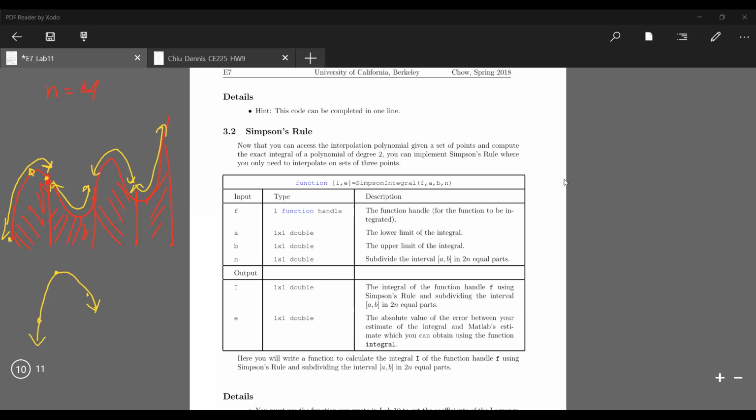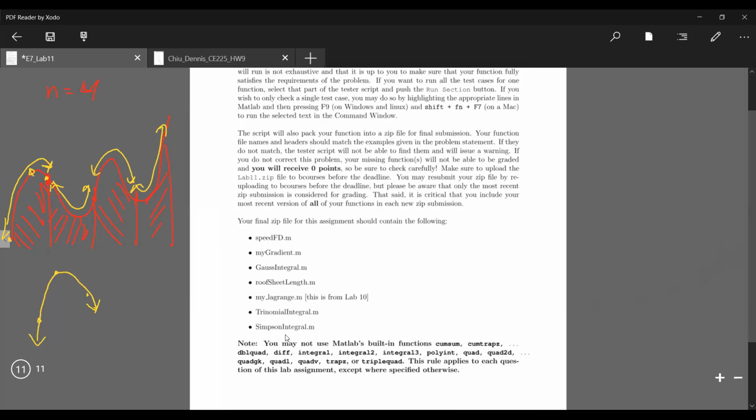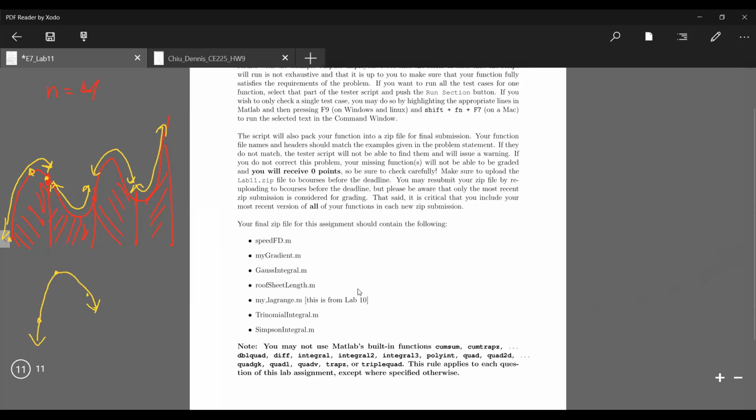Let's see if I missed anything. Okay, and submission guidelines. One more thing. Make sure your my-Lagrange is inside your submission. Very important. I don't want there to be any problems regarding that not being part of your submission. So remember that. My-Lagrange should be submitted with everything that is listed here with your final submission.